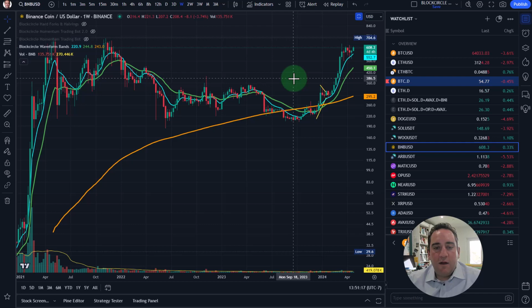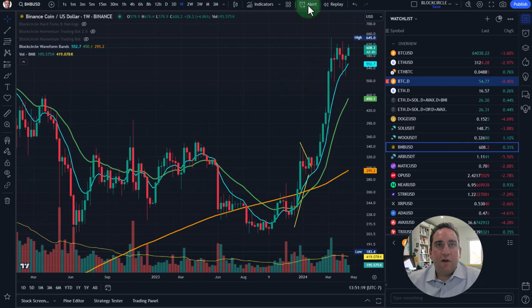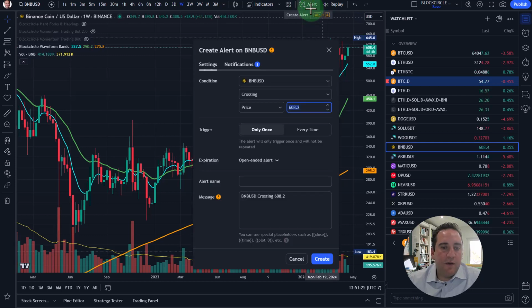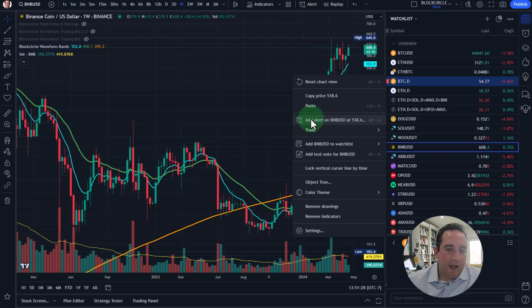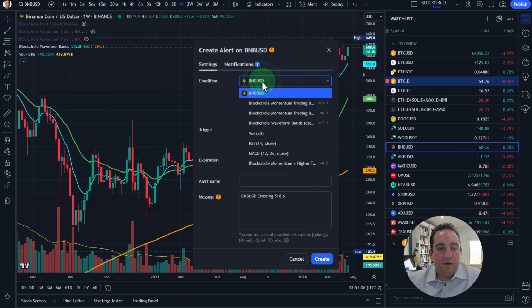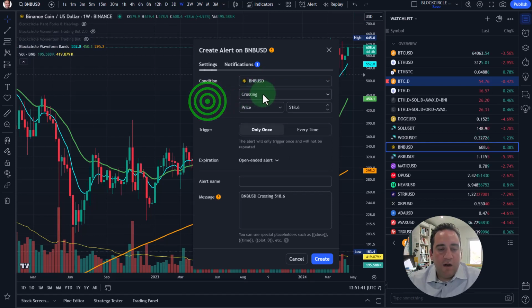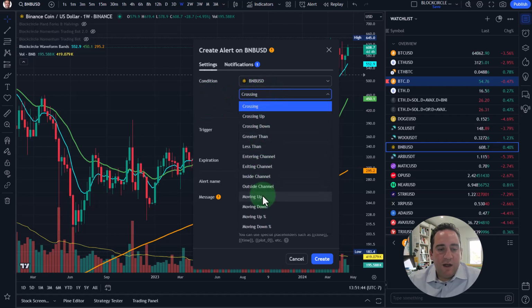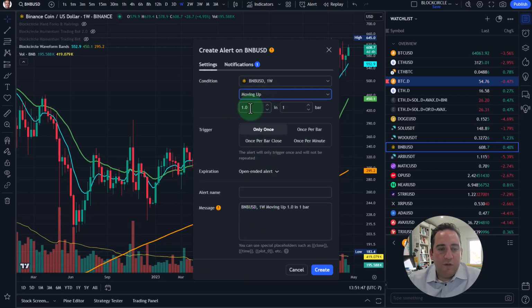Another very important variable is the alerts. So if you're going in and you want to set an alert, you click the alerts button, or you right click and say, I want to add an alert on BNB USD, right? So this is the Binance coin, BNB USD. And then you can set your condition based upon any of the indicators that you have. And you just say, I want to be alerted anytime the BNB USD is moving up and it moves up by $1 in one day, or 1 week. This one is weekly, right? So you can change this however you want.